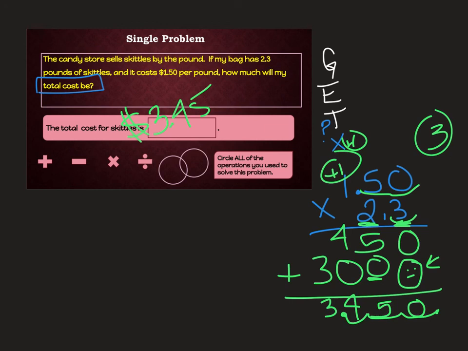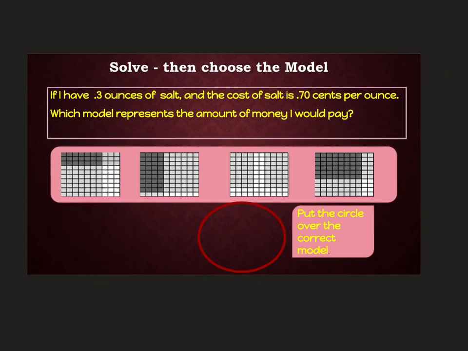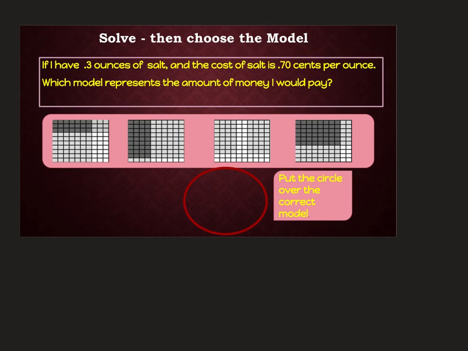About $3.45 is way closer than $3,000 for about 2 pounds of Skittles. So good job. Okay, solve, then choose the model. So anytime you have models in your word problem, my advice is always to solve the problem first and then look for the model that matches your answer. That'll work most of the time, so let's do that.